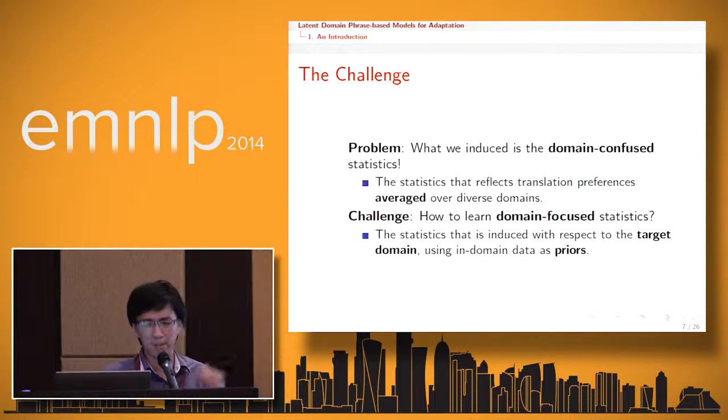So this is the problem: we induce a kind of domain-confused statistics, which means that the statistics reflect the translation preferences averaged over diverse domains. This is also the challenge: how can we learn domain-focused statistics, which means statistics induced with respect to the target task? We can use in-domain data as priors to do that.